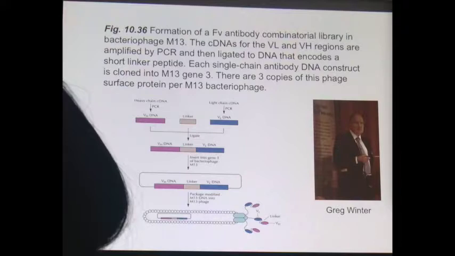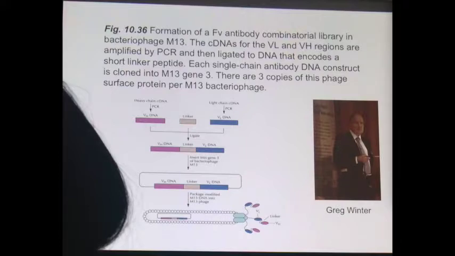Winter is also making a combinatorial library, but Winter's doing it slightly differently. Again he's going to start with an inoculated animal. He's going to amplify the light chains and the heavy chains, again separately, the cDNA, that is, and then he's going to splice them together with a linker in between. So he's basically making single chain antibodies, and he's doing this all in a test tube.